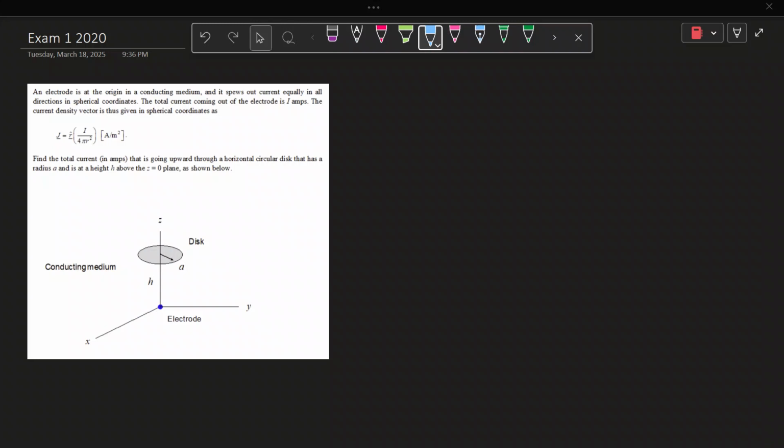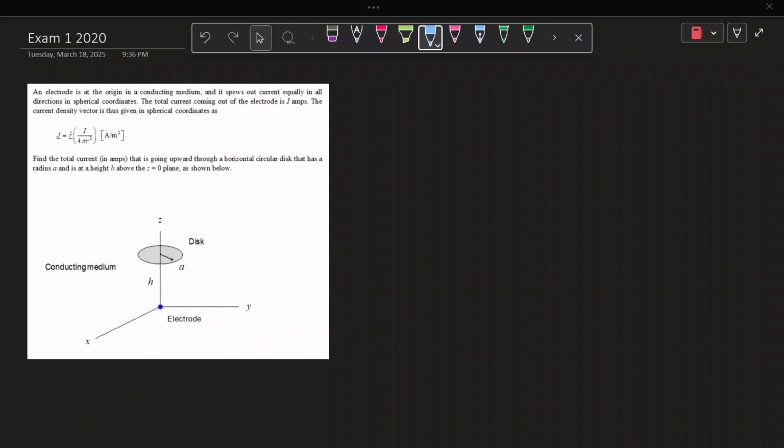So in this question here, we're doing question, I believe, 1 from exam 1 of 2020, basically. And this question asks us to find the total current in amps that is going upwards through a horizontal circular disk that has a radius a and has a height h above the z equals 0 plane. It gives us the current density vector, and it is in spherical coordinates. It's pretty important that we know this because our integration bounds might change because of this. And in this particular problem, they definitely will.